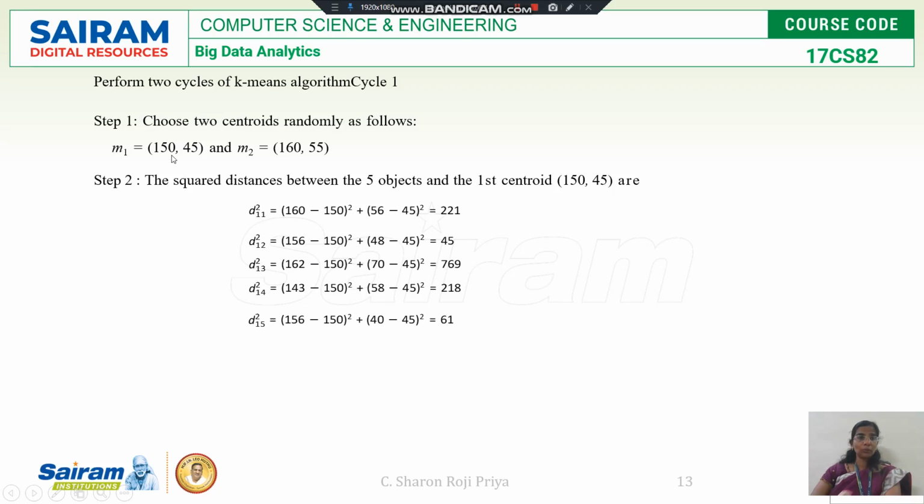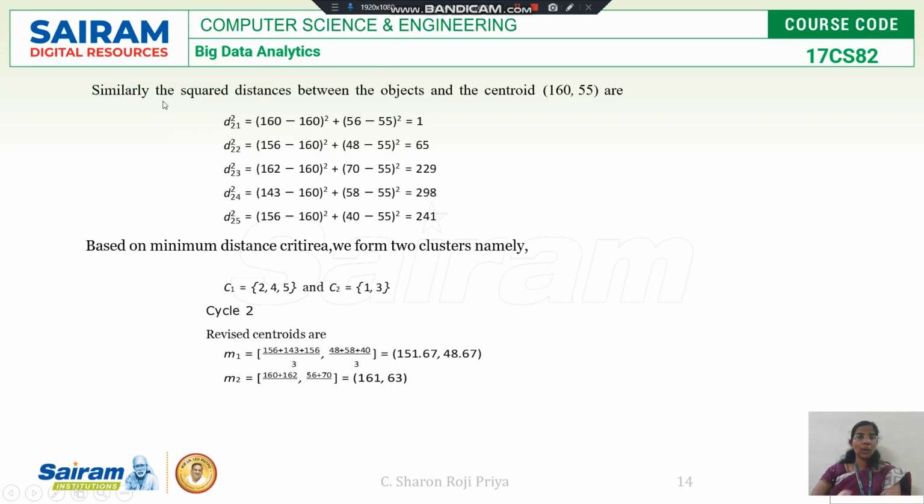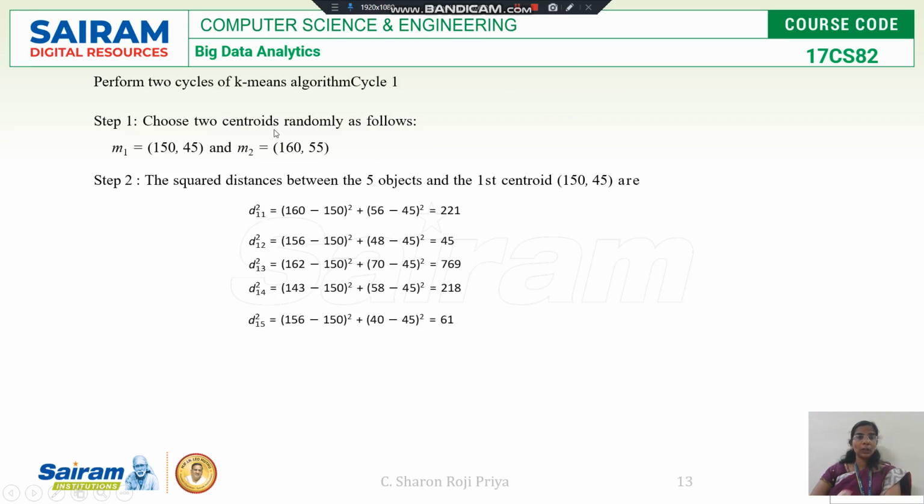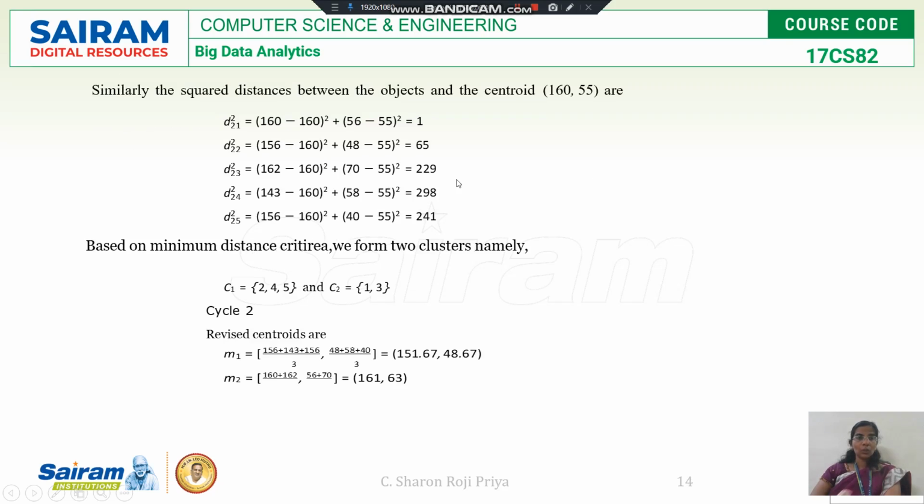156 minus 150 plus 48 minus 45, the whole square. You can calculate and write the distance. Similarly, you are supposed to write for the other data points or the other objects. Next step is I have to calculate the square distance between the 5 objects and the next centroid. What is my next centroid? 160 comma 55.